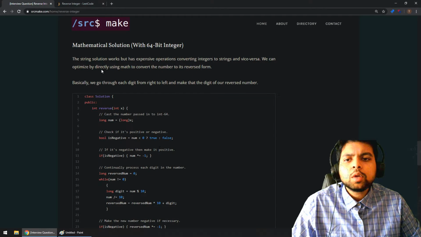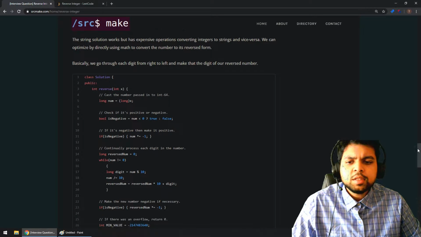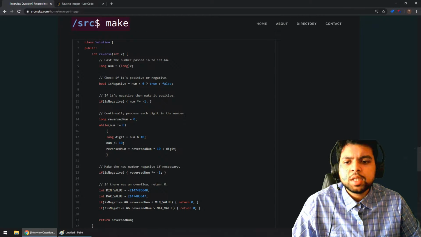So we're going to work toward the mathematical solution, also using a 64-bit integer. You'll see that only a few lines of code change. This is C++ code as well, but only a few lines from the string solution change, and it turns out to be a much better solution. So we'll be going through that, but it's still not the optimal solution.